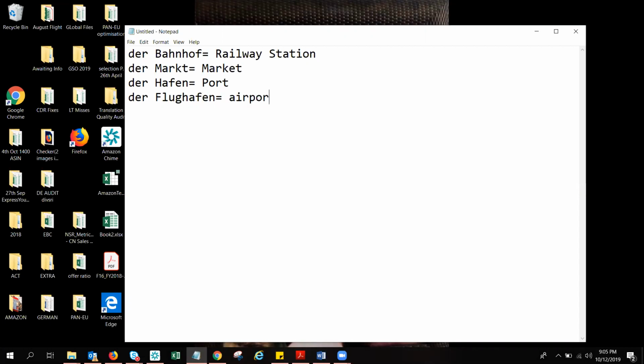Then there is one more word, der Fluss. Fluss is river. Der Turm. Turm is tower. Then die Kirche. Sorry, die Kirche. Kirche is church.